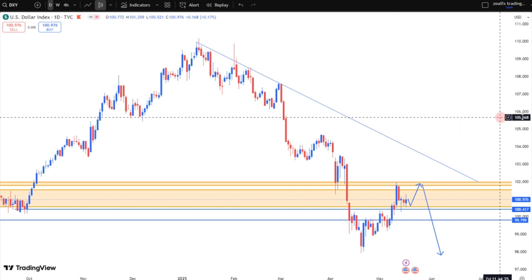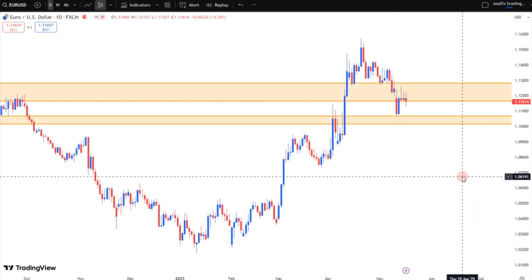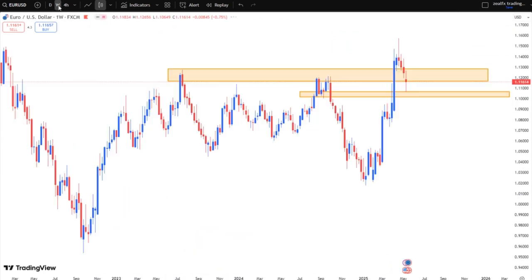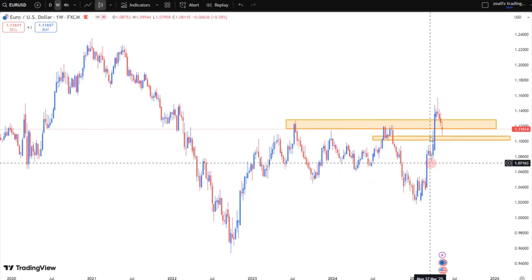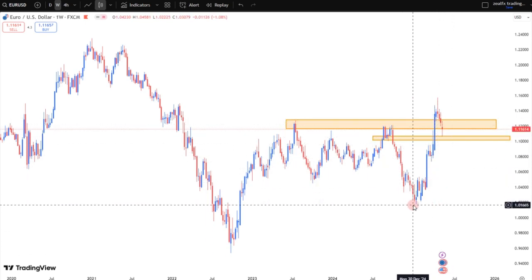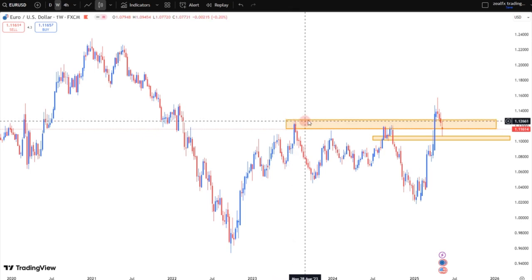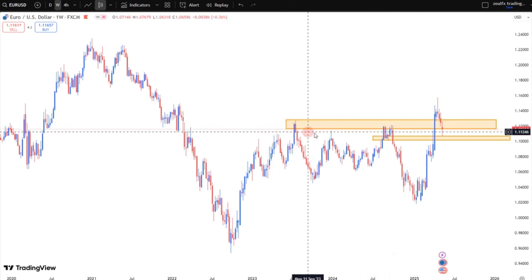So let's look at the next pair, which is the Euro USD. Euro USD on the weekly chart still has an inner structure uptrend. You can see that we have a lower low, higher low, higher low. Then we also have price break out of this major level, because this level is a major resistance. Price broke out of this major resistance.